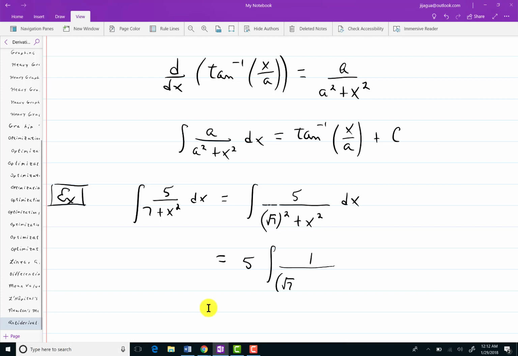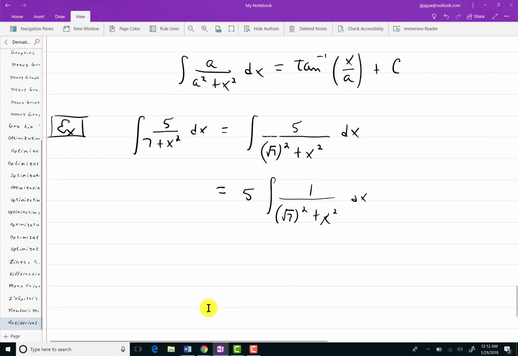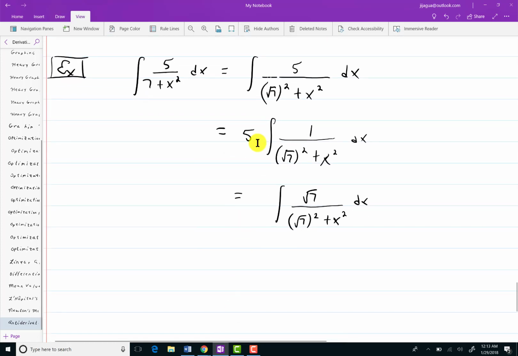Okay, now I got 1 over the square root of 7 squared plus x squared dx. Now it's still not quite, because I have an a squared, but the a is not 1. The a is supposed to be radical 7, so that 1 needs to be a radical 7. So what do I do to make that happen? Well, put radical 7 there. And then I've got radical 7 squared plus x squared. So I put basically radical 7 where I wanted it to be.